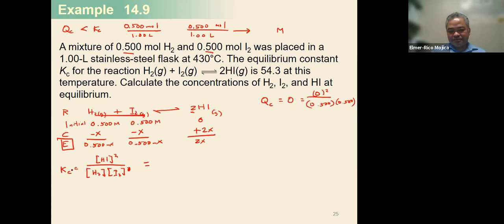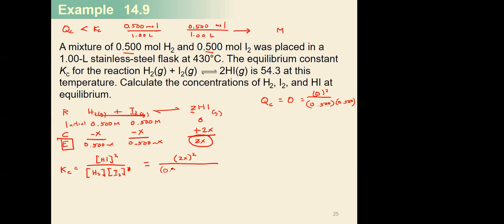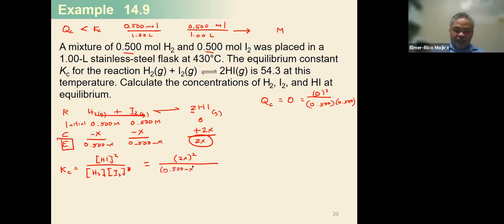in equilibrium. So that means this will now become what? 2x squared, because that's what you have as your HI. And what do we put here below? 0.5. So you have a 0.5 minus x for one of them, and another one is 0.5 minus x. So try to look at the setup.